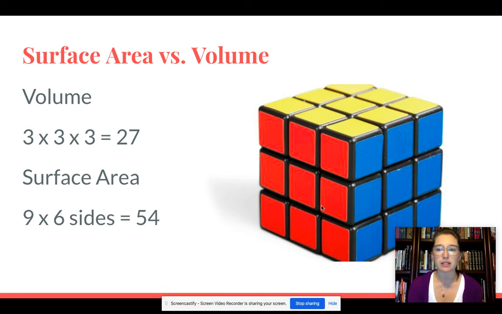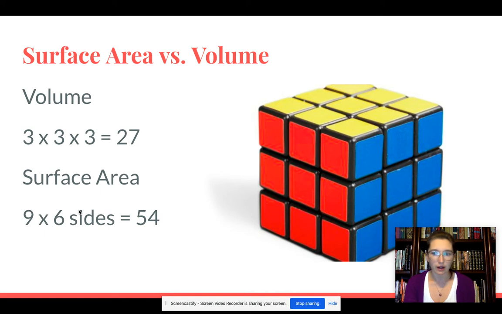The volume is how many layers of blocks you see. Or if you wanted to think of it, if I were to fill up this container, this Rubik's Cube, with blocks and form it with blocks myself by putting them all together, I would form it with 27 little blocks.